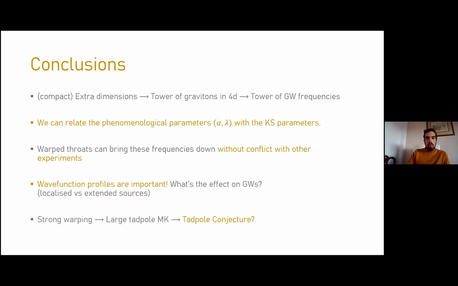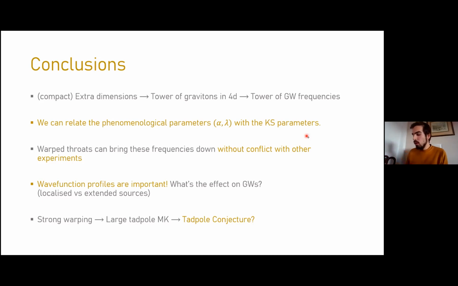So let me just conclude. One of the main things to remember is this connection between the extra dimensions and the tower of gravitons in 4D, which in turn translates into a tower of gravitational wave frequencies. What we were able to do in our work was to map the parameters which are probed experimentally in other experiments to the parameters involved in the Klebanov-Strassler solution, and try to understand whether lowering the masses as much as you need would be in conflict with the other gravitational experiments. And what we found is that, because of the couplings, this doesn't happen. There is no conflict with the current experiments.